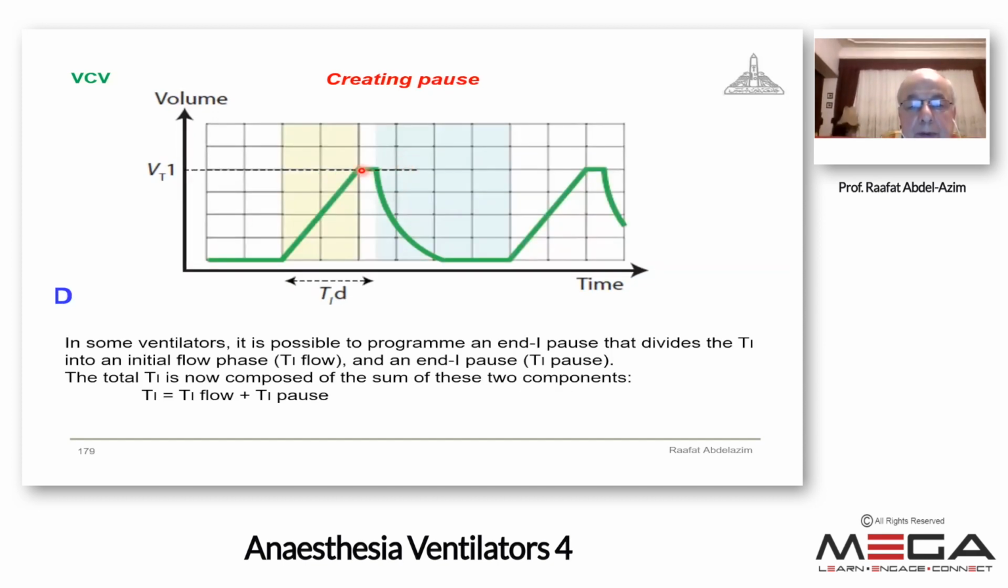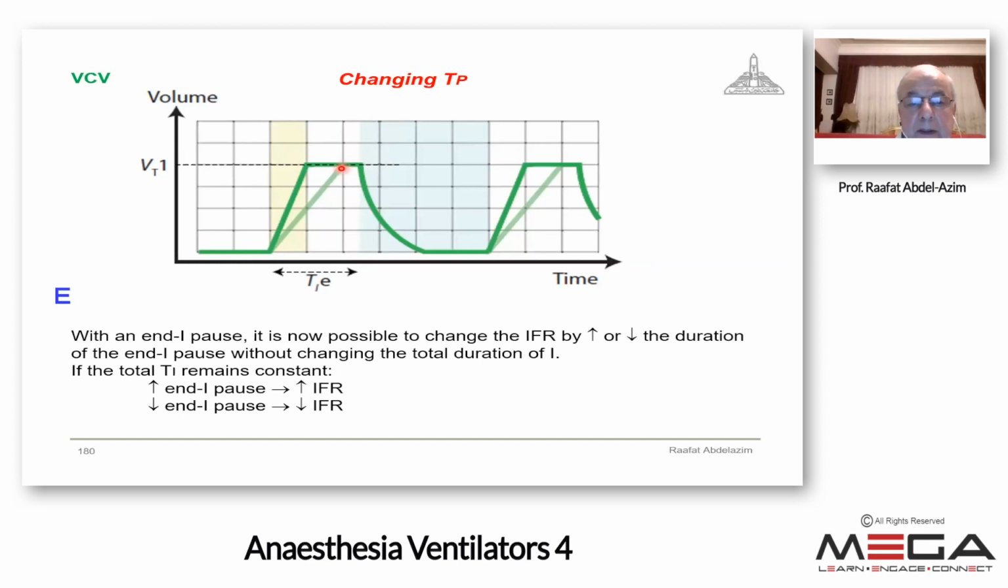When we create a pause, this will affect the duration of inspiratory flow time by making it shorter. This is the light green one of the previous one. When we go to the left side, that means we increase the duration of the inspiratory pause. So the flow will be steeper. So it will be higher.